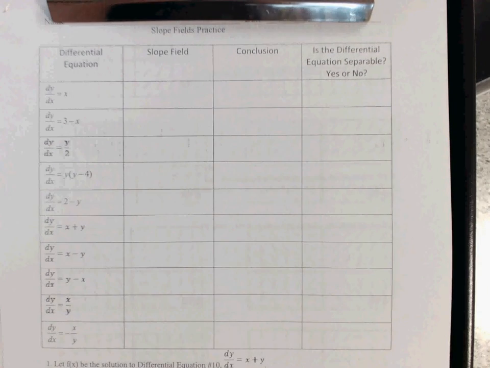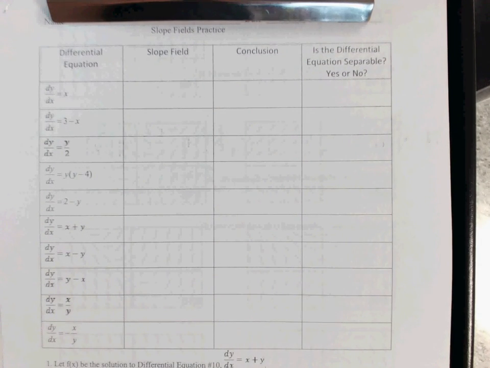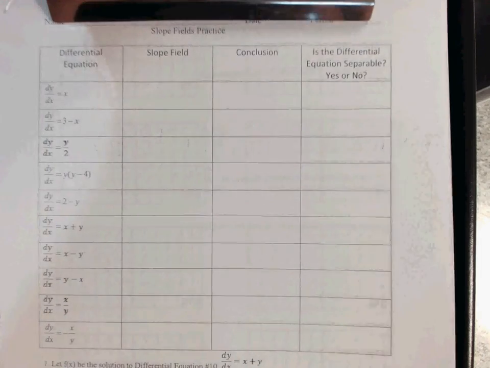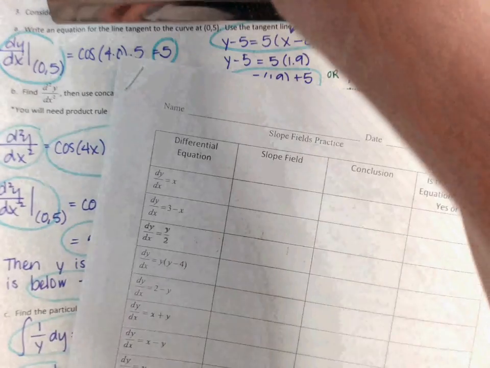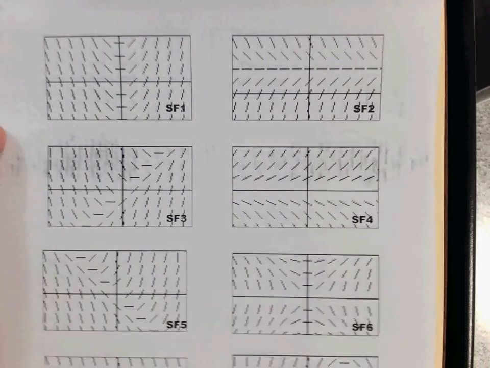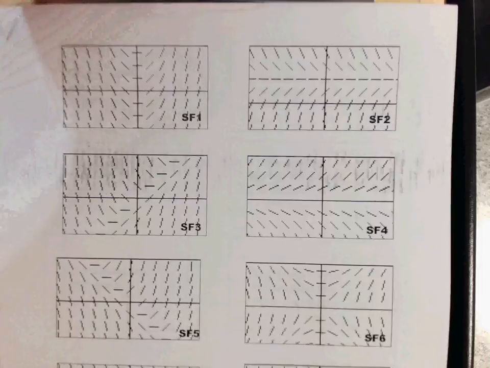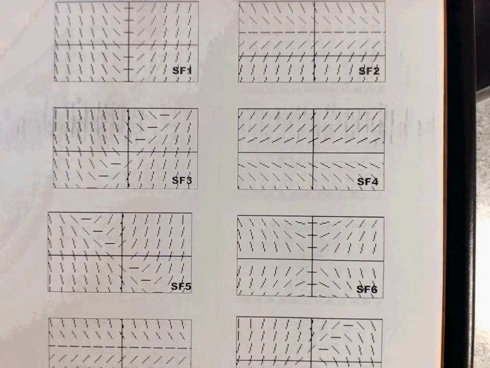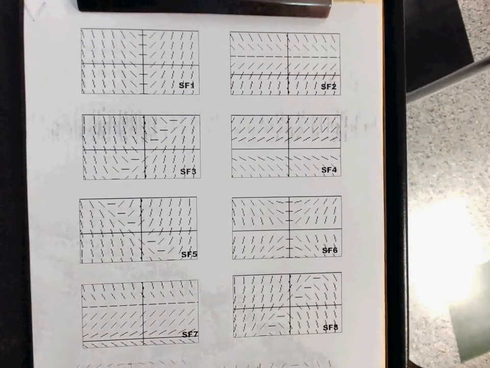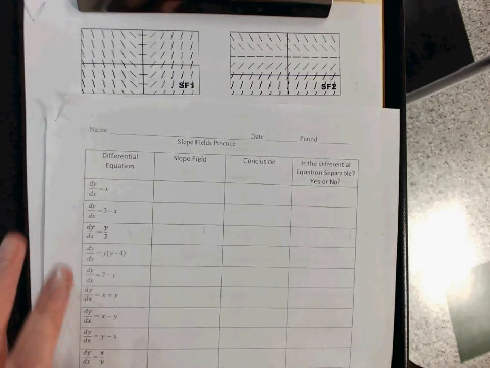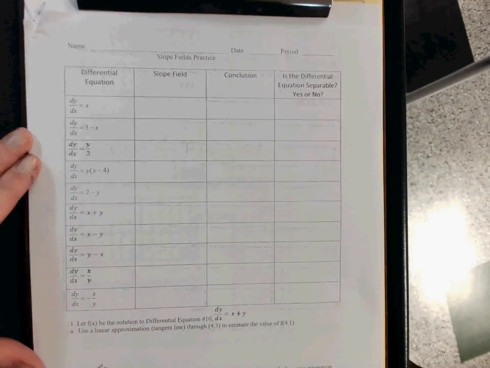Okay, can you all listen at the same time so I don't have to explain it 5 times? Ready? Take your little packet that you received today, and pluck the first page off. You are going to match each of the slope fields on your packet with one of the differential equations on the front. Now, let's make some quick observations.